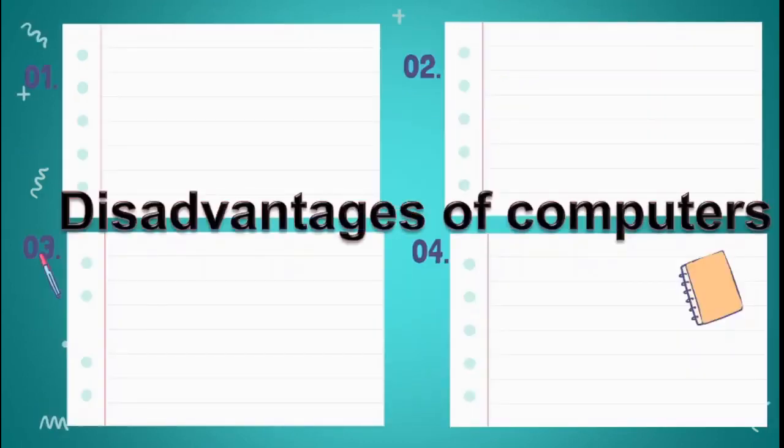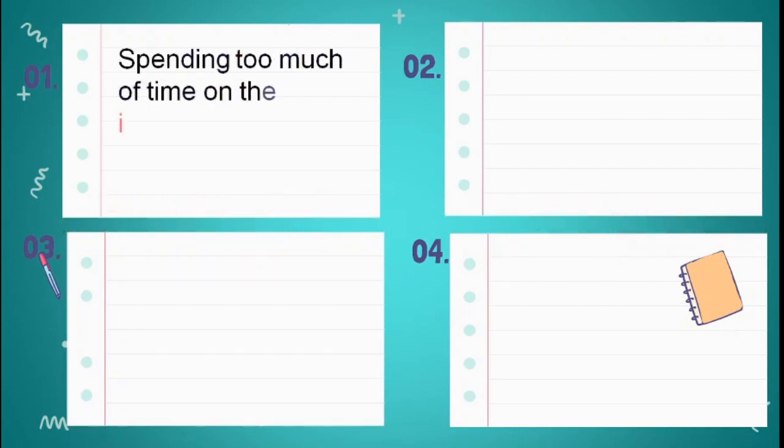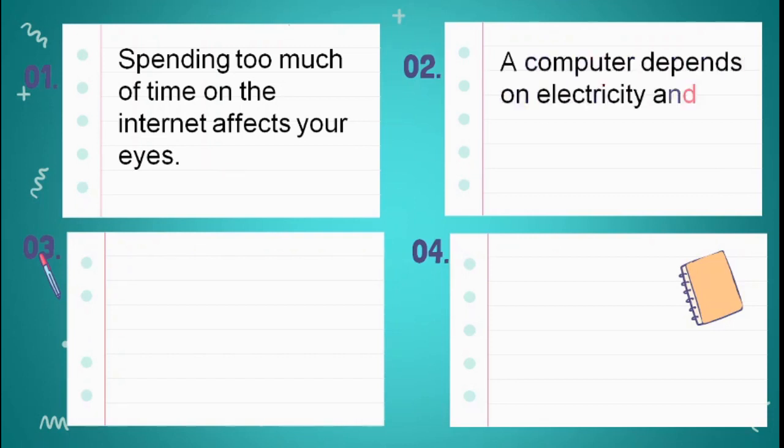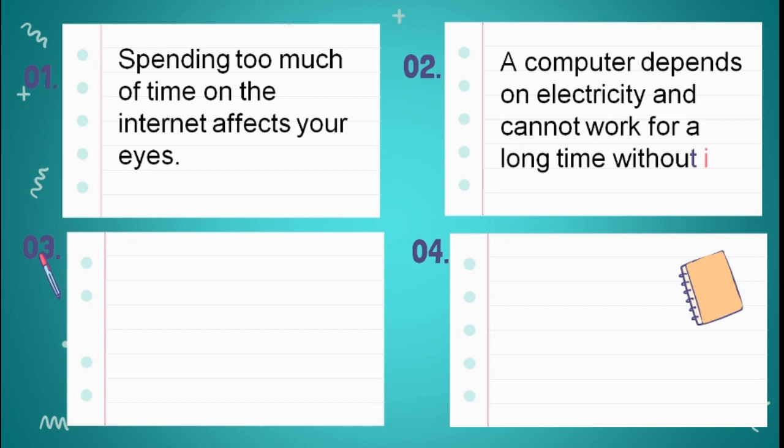Students, a computer is a useful learning tool, but it has some disadvantages. First one is health. Spending too much time on the internet affects your eyes, and it could also become a cause of obesity. Second one is electricity. A computer depends on electricity and cannot work for a long time without it. Third one is it is a costly device.